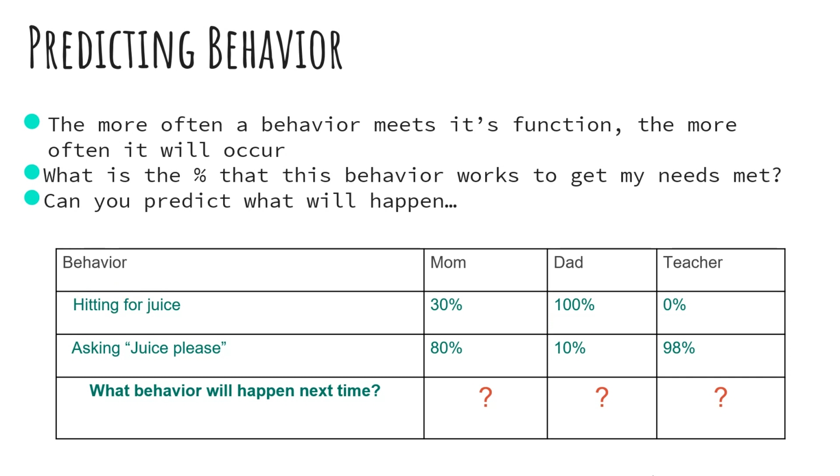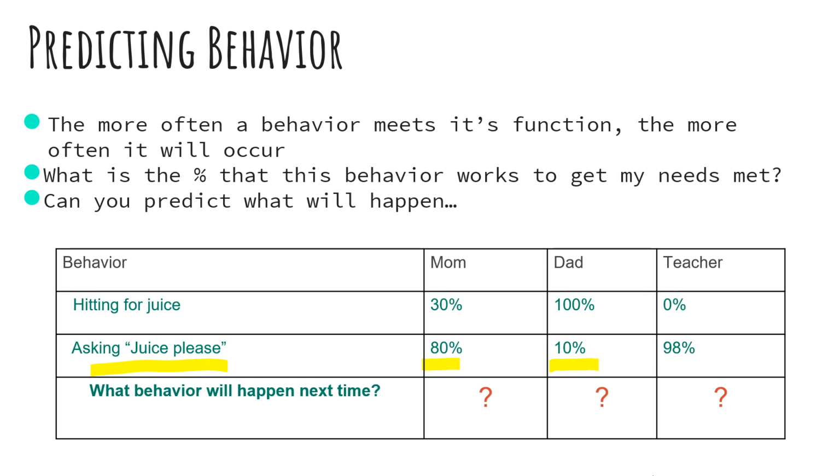All right, so let's also look at the behavior of asking, can I have juice please? With mom, asking appropriately gets him juice about 80% of the time. Dad, it gets him juice about 10% of the time. And we're not saying dad is a bad guy. We're just saying when the client says, hey dad, juice please, maybe the dad says, oh, hold on, I'll get it to you in a little bit after I'm done cooking, just wait a second.